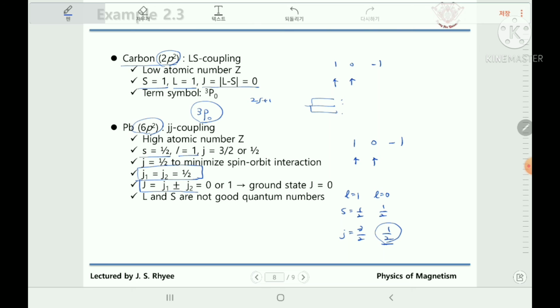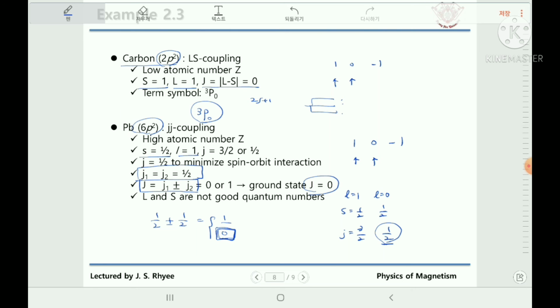And also in this case, the total J can be J1 plus or minus J2. In this case, there are 1/2 plus or minus 1/2, so two possibilities, 1 or 0. And here, total J equal to 1 is the higher energy, and J equal to 0 is the lower energy. Therefore, they prefer the 0 angular momentum. Therefore, total J equal to 0 means that there is no magnetic moment.